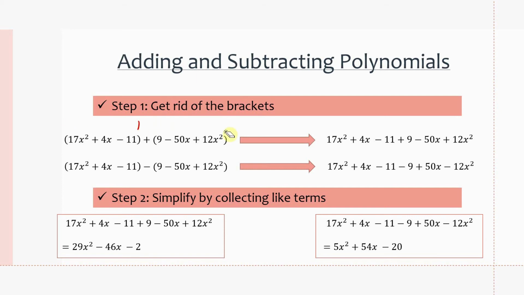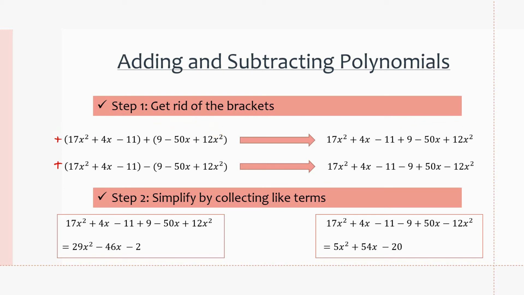If the sign before the bracket is positive, and here it would also just be a positive sign, we want to keep all the signs the same on each term. So you can see here that the 9 is positive here, the 9 stays positive here, the 50 is negative here, and the 50 stays negative here, and the 12 is positive here, and the 12 stays positive here.